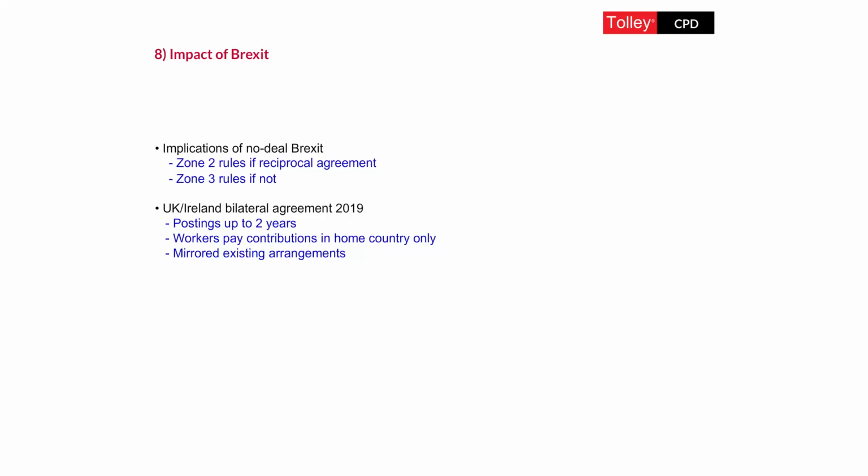Now, because of that looming overhead for quite some time, there was a UK-Ireland bilateral agreement in 2019. We said postings up to 2 years, workers would pay contributions in the home country only. And that mirrored the existing Zone 1 arrangements. Now, we have a post-Brexit deal, of course. The UK-EU Trade and Cooperation Agreement was agreed, Christmas Eve? And it's a protocol on social security coordination between countries.